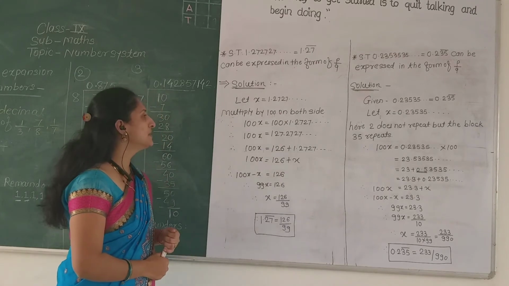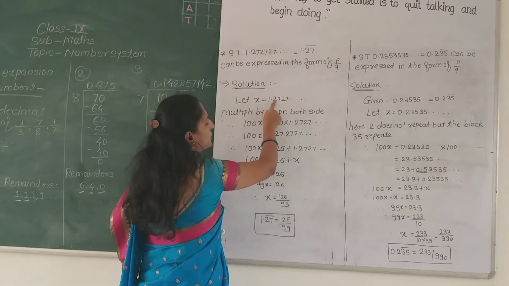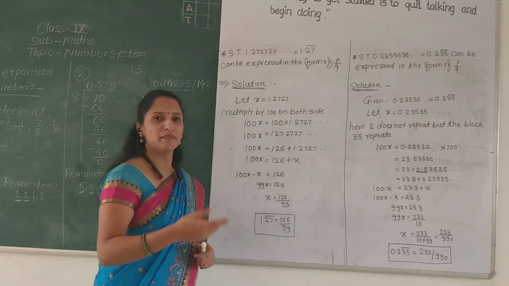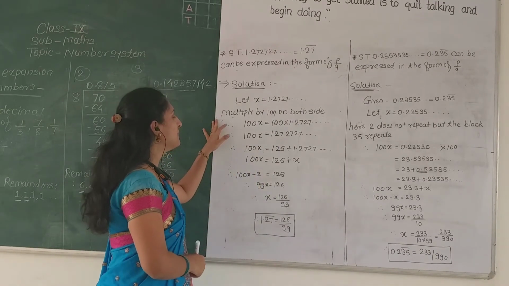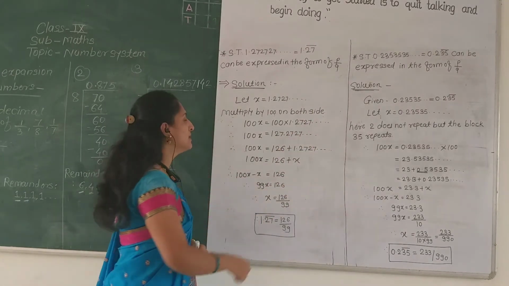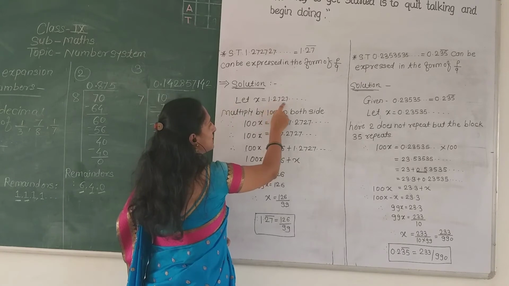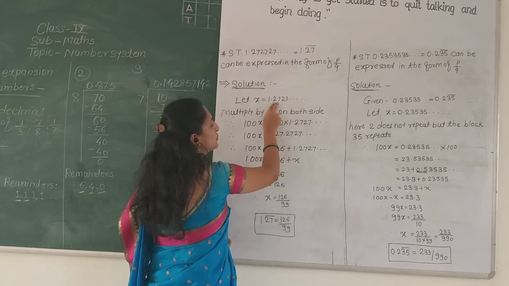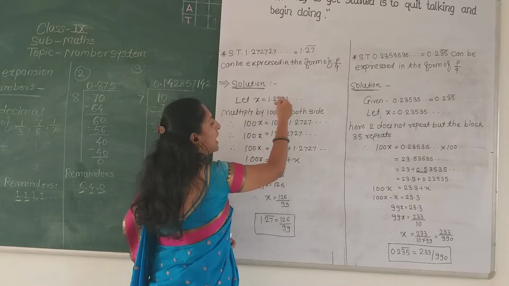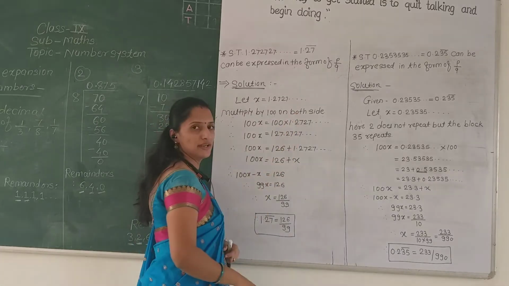Now remember students, in our last example, after the decimal point only one digit is repeated, so that's why we multiplied by 10 on both sides. But here, after the decimal point, 27, 27, 27, that means 2 digits are repeated. That's why we multiplied by 100 on both sides.